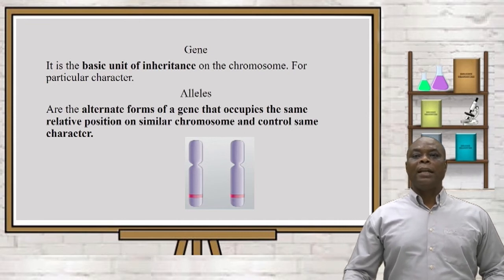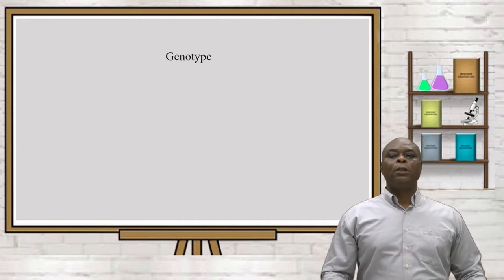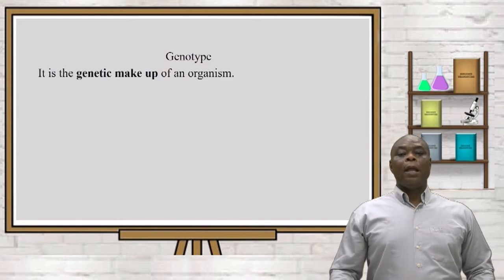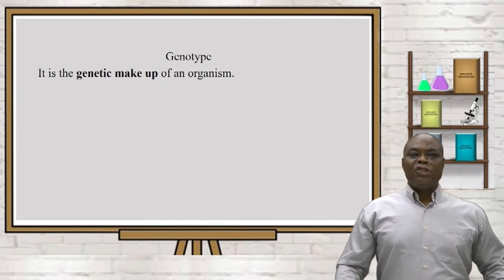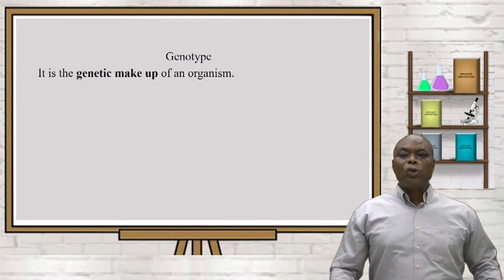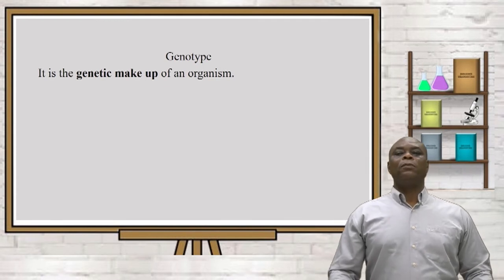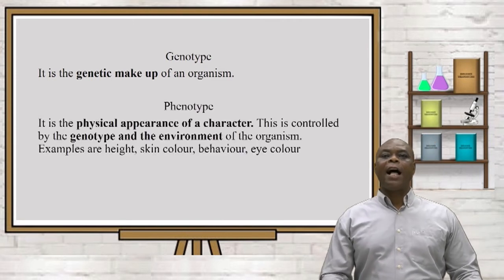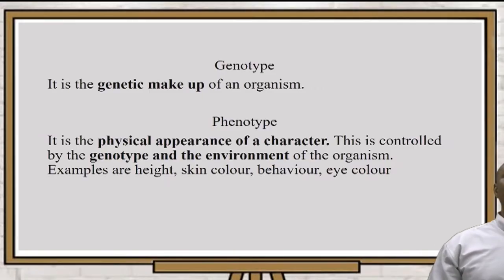Now let's go to the next term, which is genotype. Genotype is the genetic makeup of an organism. That is the gene within an organism that controls its external features. The next is phenotype. Phenotype refers to the physical appearance or the physical characteristics of an organism. And this physical appearance or characteristics of an organism is always controlled by the genotype, which is the genetic makeup of the organism, and the organism's environment.